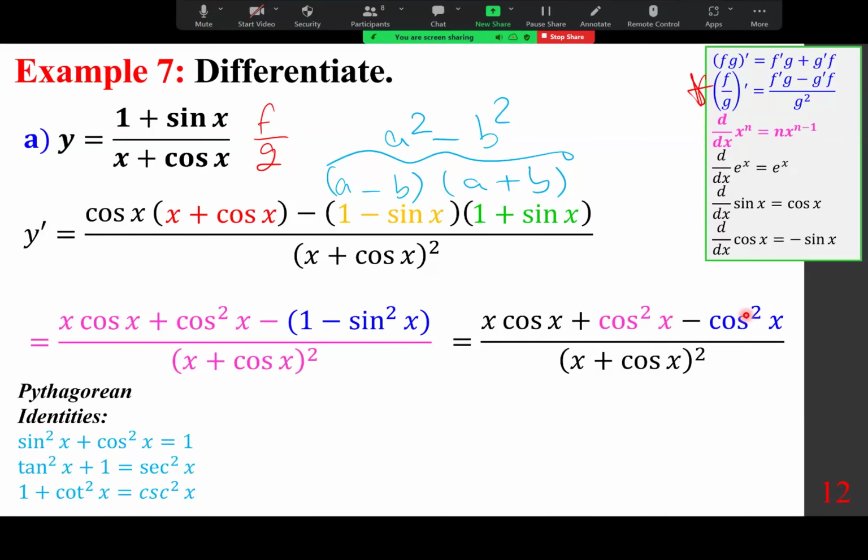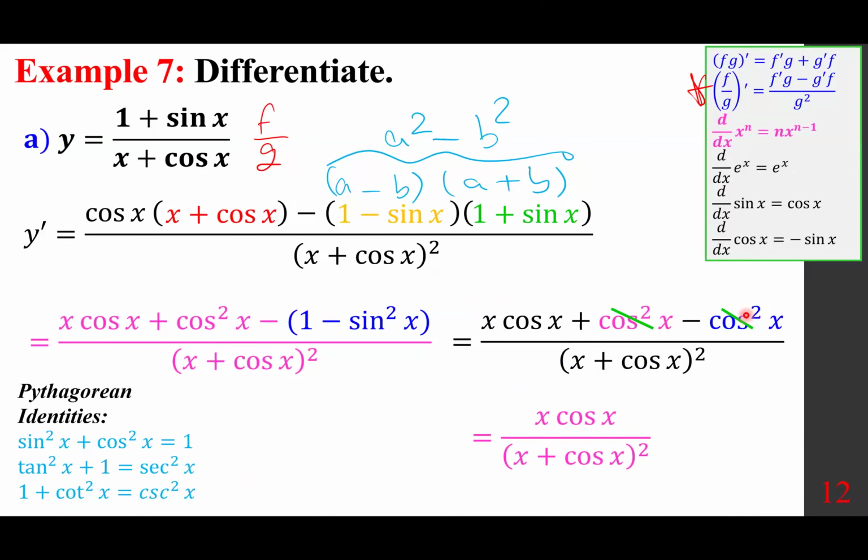These two cancel each other. And the numerator is left with x cosine x only. The denominator doesn't change. You don't have to raise it to the power of 2. And you're done.